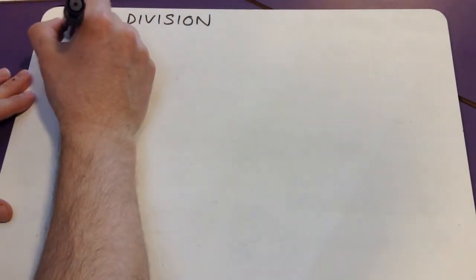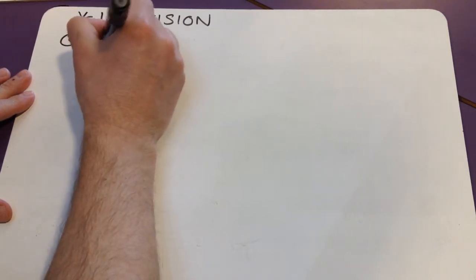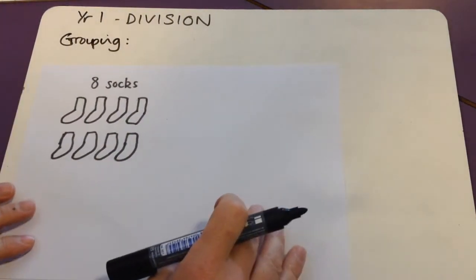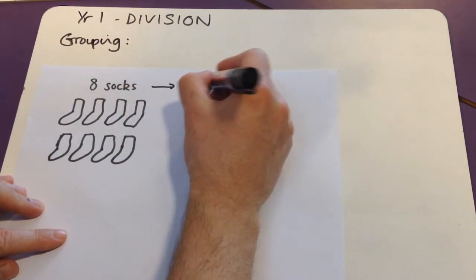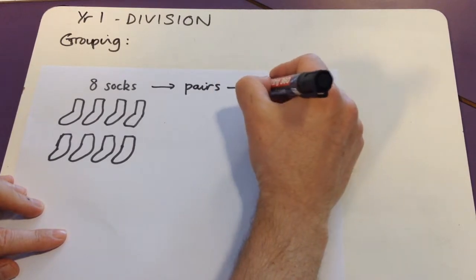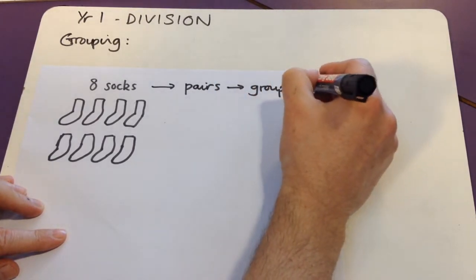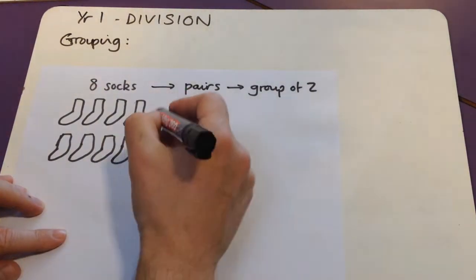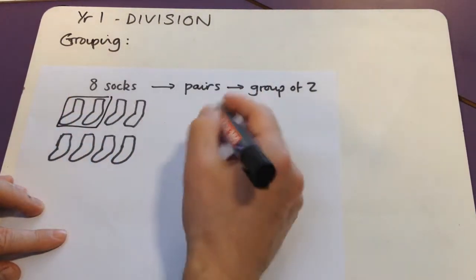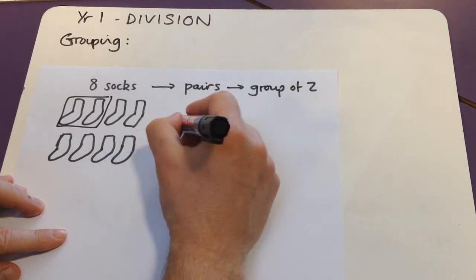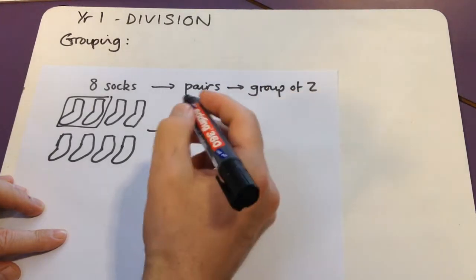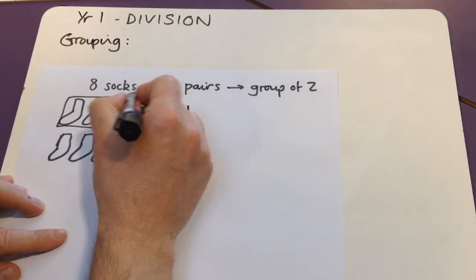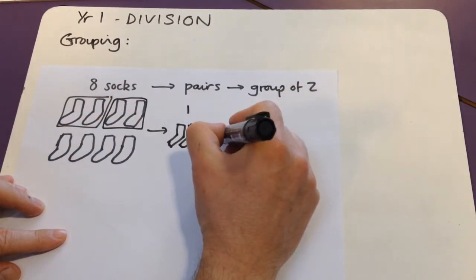If we start with grouping, and we take an example of 8 socks. Now we want to put those socks into pairs, or that's going to be groups of 2. Groups of 2 socks in each group. So we can take 2 socks and we can put them into pairs, or groups of 2, and that gives us 1 group of 2. We can take another 2 socks and we can make another group of 2.